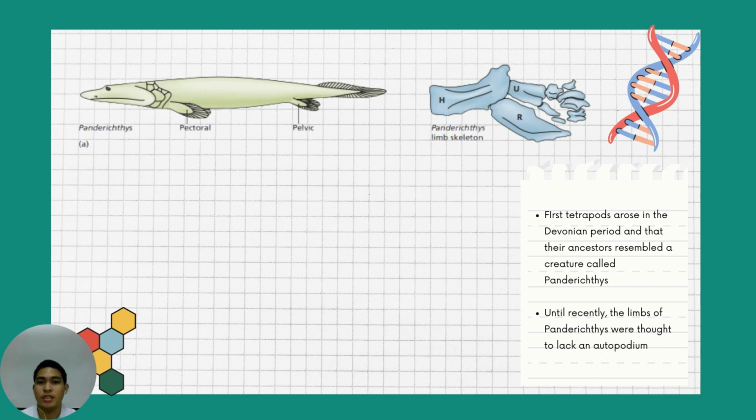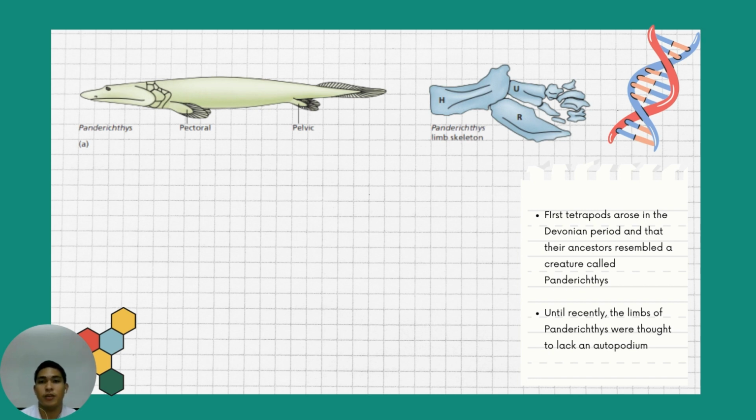We have here the Panderichthys and its four-limbed skeletons. It is believed from the fossil record that the first tetrapods arose in the Devonian period and that their ancestors resembled a creature called Panderichthys. This was a lobe-finned fish belonging to the same order as the modern coelacanth. It is thought to have lived in shallow water and perhaps even been able to creep out of the water like some of the modern catfish.